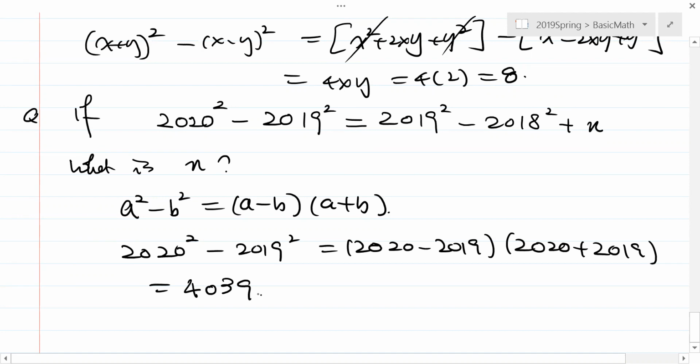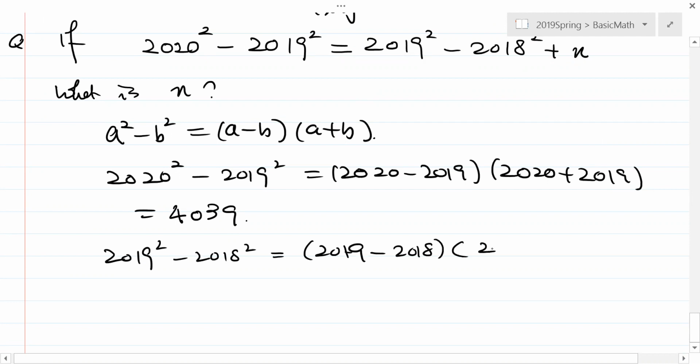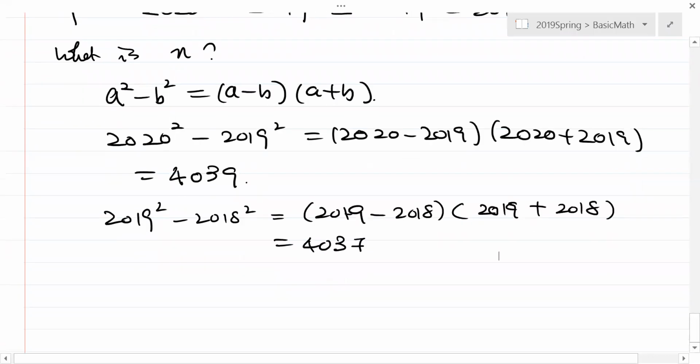None of us are right. The 2019 squared minus 2018 squared is also going to be 1 times the sum of these two. Then that means n equals 2. That's right. So the difference is going to be 2.